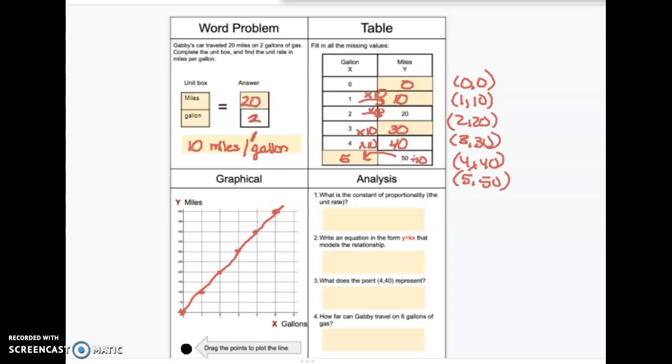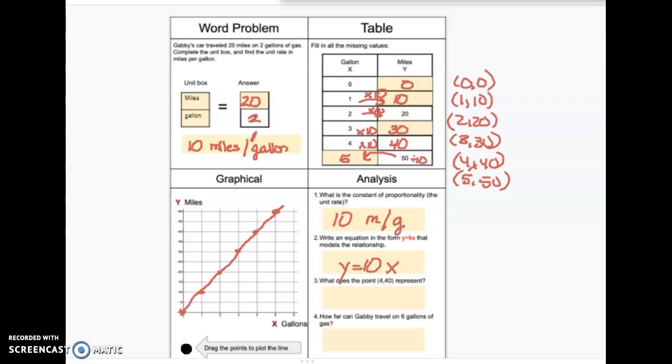Okay. Now this is the analysis. This is where we have to really see what does it all mean. So what is the constant of proportionality or the unit rate? Well, right here, 10. It's 10 or 10 miles per gallon. Next, write an equation in the form y equals kx that models the relationship. Well, we have y equals the unit rate and then x. Let's plug in what was our k, or our constant rate, or our unit rate, and it was 10. So there's our equation.